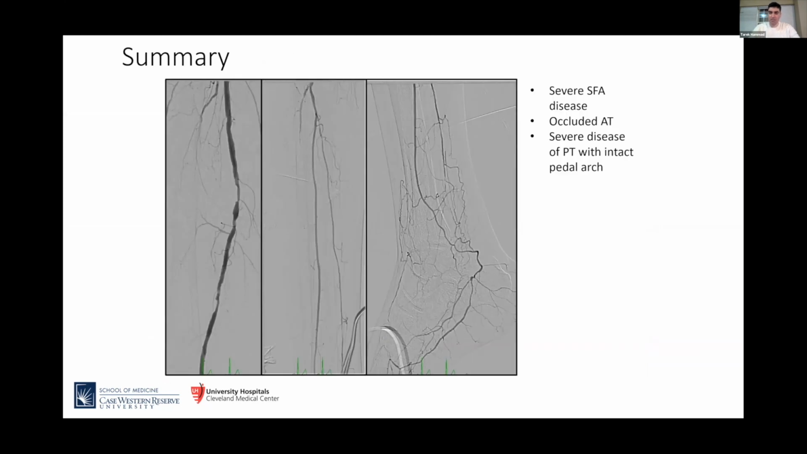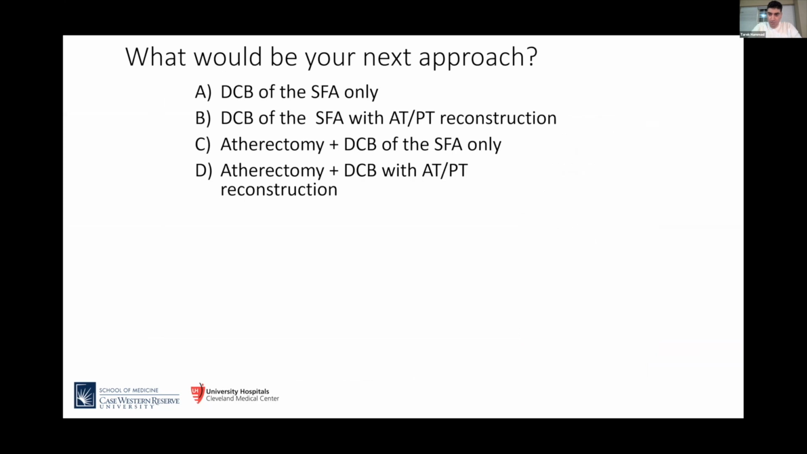So basically, in summary, this is a CLI case as expected, severe multi-level disease, including severe SFA disease, occluded AT, and PT with severe stenosis distally. So what do we do now? Of course, we upsize a 5-French sheath to a 6-French 55 Ansel sheath. As this is a CLI case, we decide that we have to fix the SFA and below the knee disease. For the SFA, it was just severe stenosis, so we wired antegrade with a Command wire, and we placed.